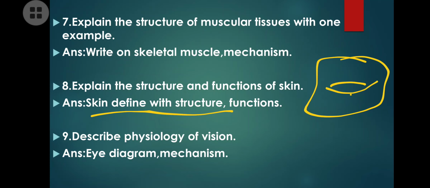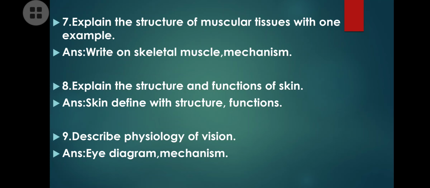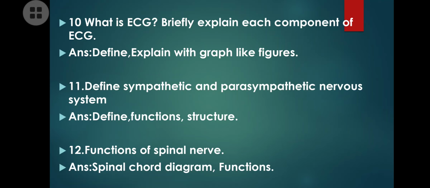Describe the physiology of vision: the eye diagram and mechanism you have to write down. Then what is ECG? Explain each component of the ECG, the electrocardiogram; you have to explain the graph with a figure. Then define sympathetic and parasympathetic, then go for their functions and structure. And where are the sympathetic and parasympathetic found? That too you have to write.